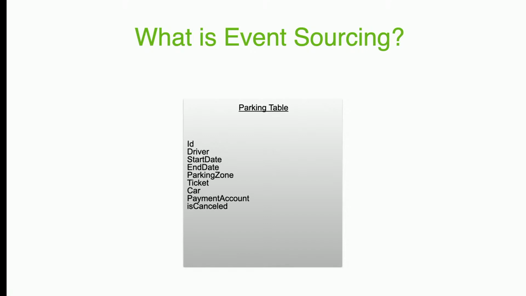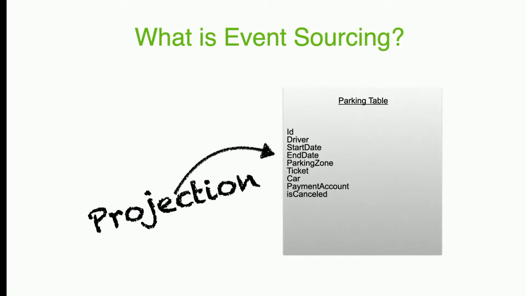And then you can imagine that maybe you extend the timeout of the parking, and then we just update the end date or something like that on this table. But we lose the actual history. So what this table actually is, is a snapshot or a projection of the current state of the system. But what we've lost here is how we got to this particular state, right?